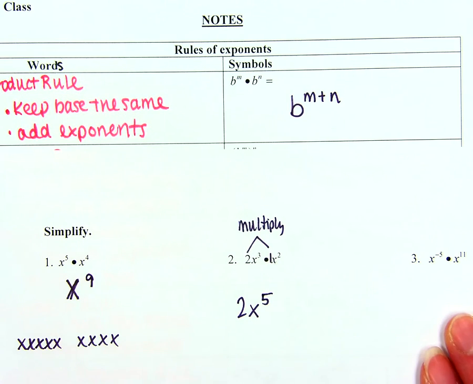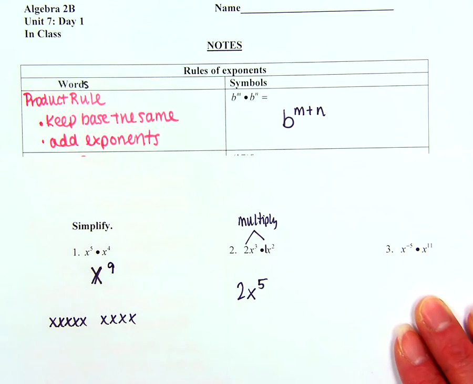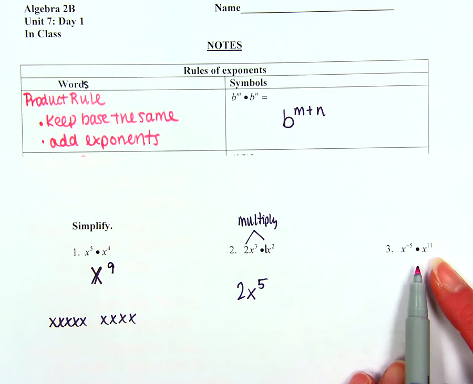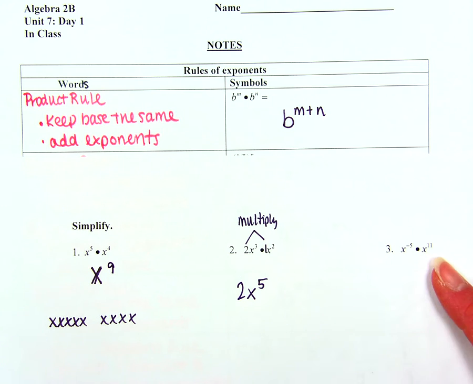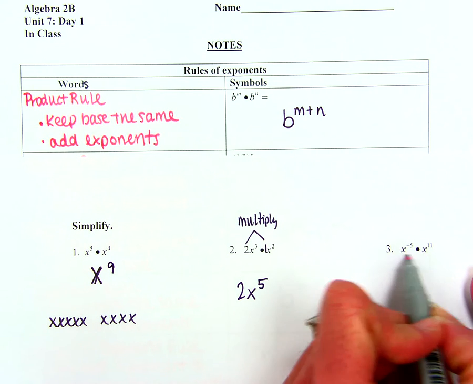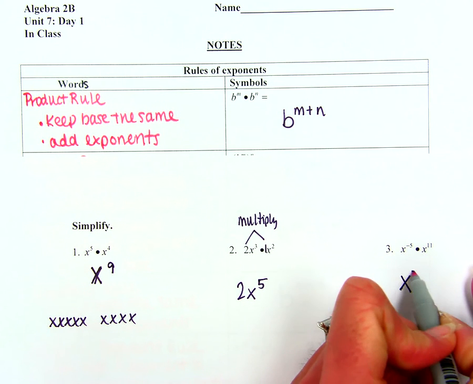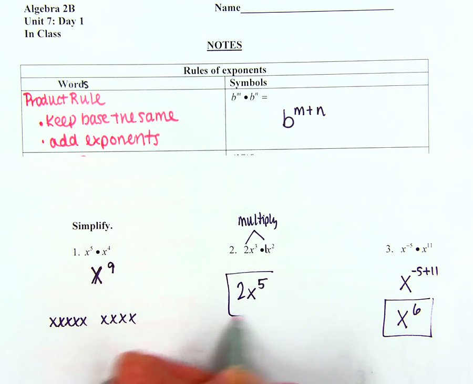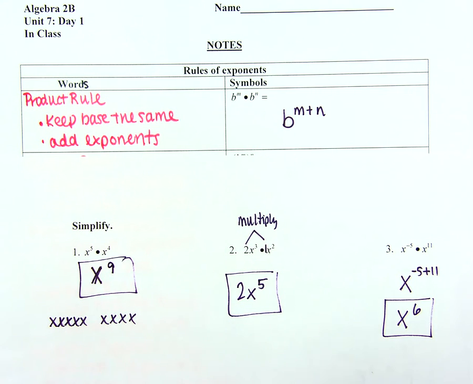All right, problem number 3 is exactly the same thing. We've got a product. All right, so all these were multiplication. Even though this is a negative exponent, we can still do the problem the same way. So I say it's x to the negative 5 plus 11. How much is negative 5 plus 11? Well, that's x to the 6th. All right, so all 3 of these first problems follow the product rule.